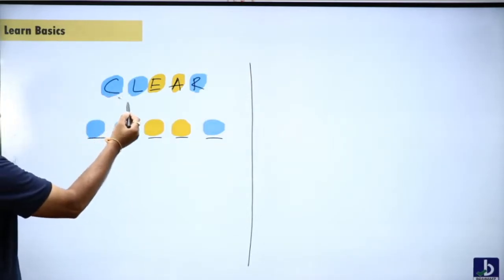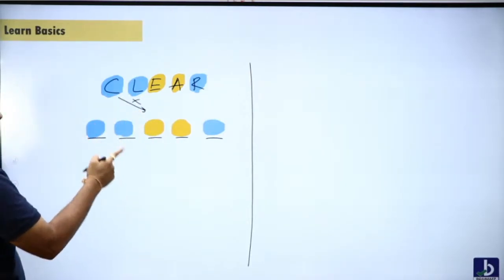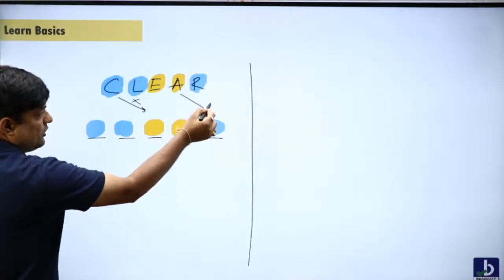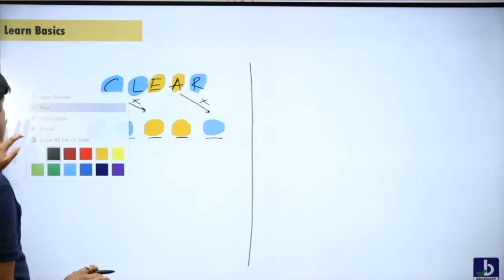This C cannot go and sit here. This is wrong because a consonant cannot go and sit in a vowel's place. And this vowel cannot go and sit in a consonant's place. This is wrong. A vowel should go and sit in a vowel's place.